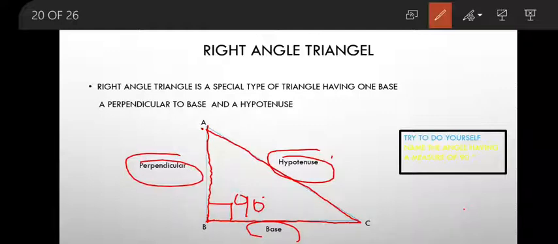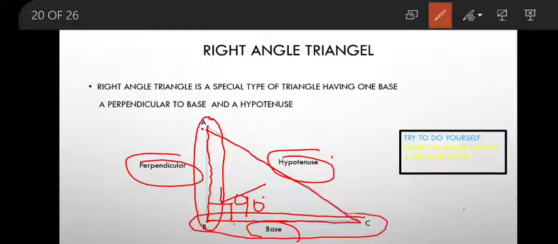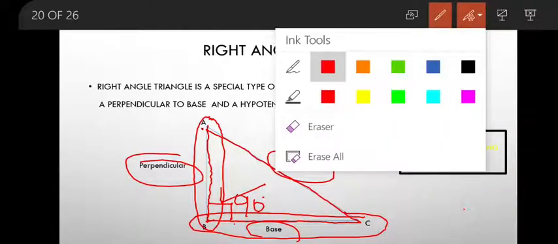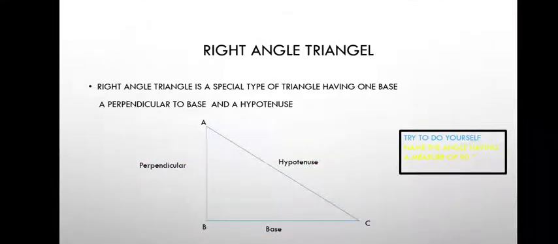Try to do it yourself. Mark the angle having a measurement of 90 degrees. This angle has the measurement of 90 degrees because line segment AB intersects perpendicularly line segment BC. Okay, let's move forward.